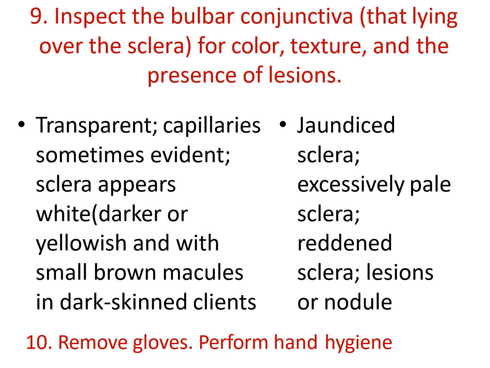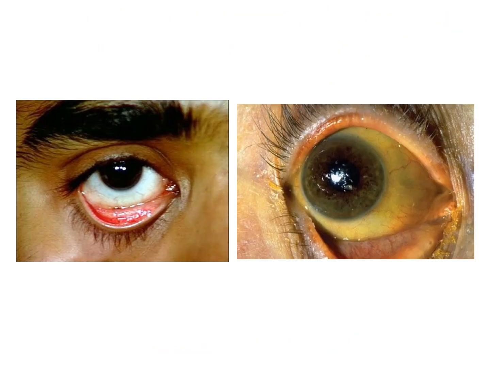The sclera appears white, or in dark-skinned clients it may be darker or yellowish, with small brown macules. Abnormal findings are jaundice, excessively pale sclera, reddened areas, and at times the presence of any lesions or nodules. These two images are the comparison between a normal and an icteric sclera, or one with the presence of jaundice.